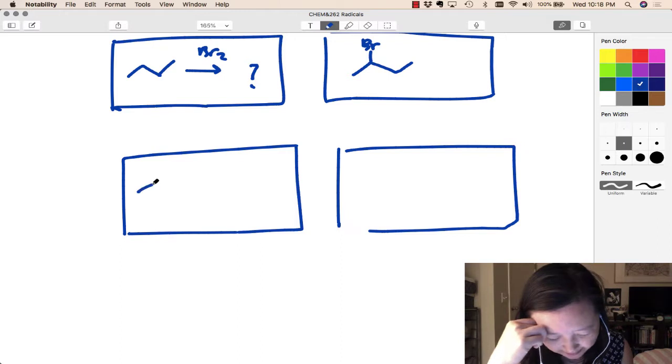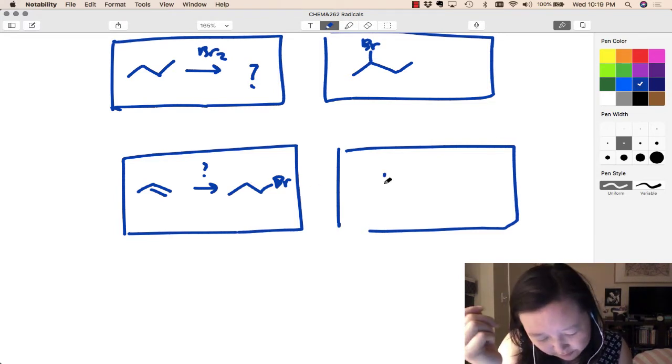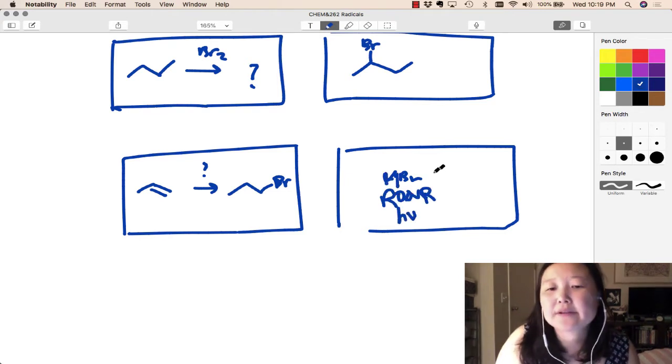Maybe try, okay, here's a reaction here. Okay, so figure out what are the reagents you need to do this transformation. So that's also really helpful. And so for this one, it would be HBr and peroxide and heat or light.